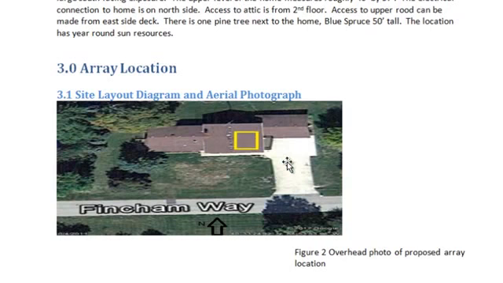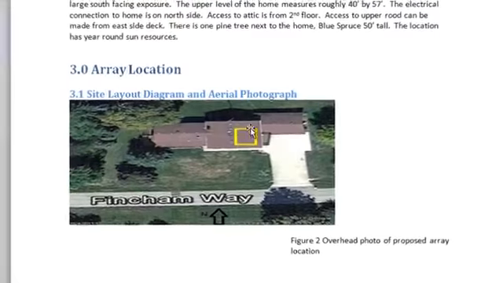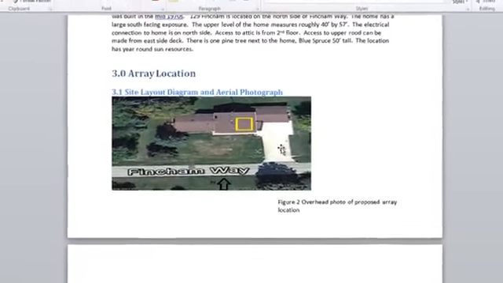Now sometimes what would be nice is to have an arrow pointing to it. Now in this particular picture it was pretty definitive by the caption of figure 2 and the bright yellow box that this is the proposed array location.